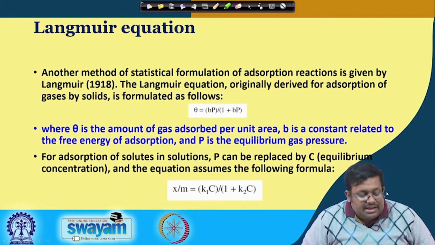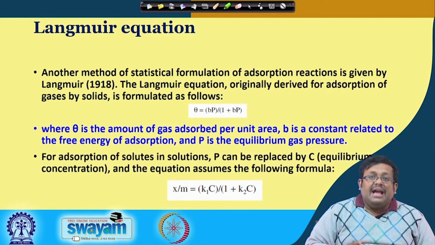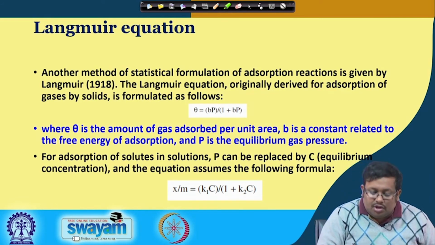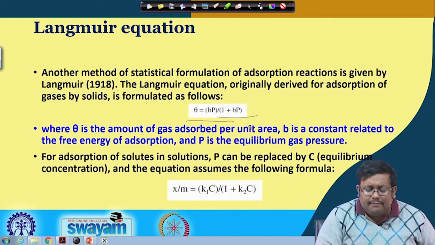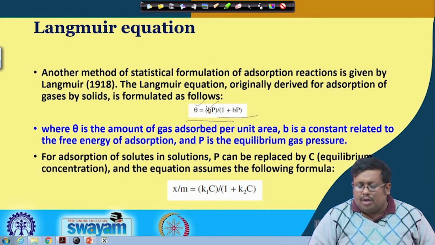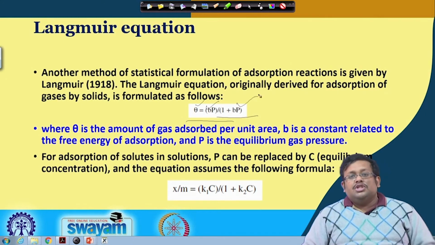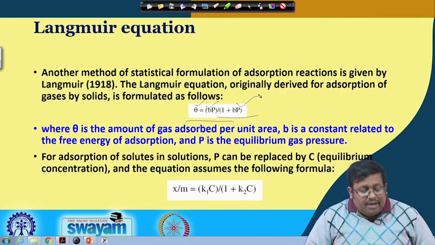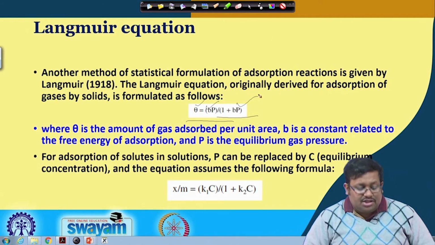So, let us move ahead and see what is the Langmuir equation. Now, another method of statistical formulation of adsorption reaction was given by Langmuir in 1918, and the Langmuir equation, originally derived for the adsorption of gases by solids, is formulated as follows. Theta equals Bp by 1 plus Bp, where theta is the amount of gas adsorbed per unit area, B is the constant related to the free energy of adsorption, and P is the equilibrium gas pressure. So, originally it was applied for the adsorption of gases by solids.